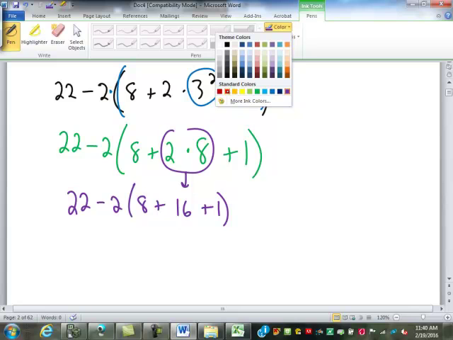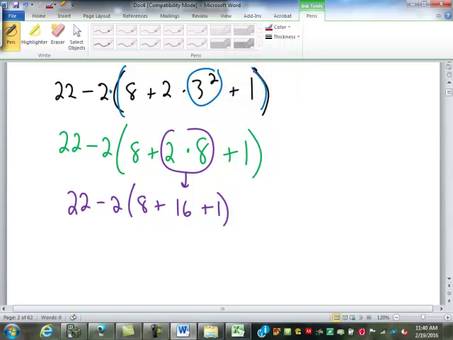Now the parentheses is just down to addition and subtraction, so we're going to go left to right. So I'm going to do this in one step here. 8 plus 16 is 24, plus 1 is 25. So now what's in our parentheses has been reduced to a single number. We don't need the parentheses anymore. But when we take it out, we've got to make sure we put in this multiplication. What's that?